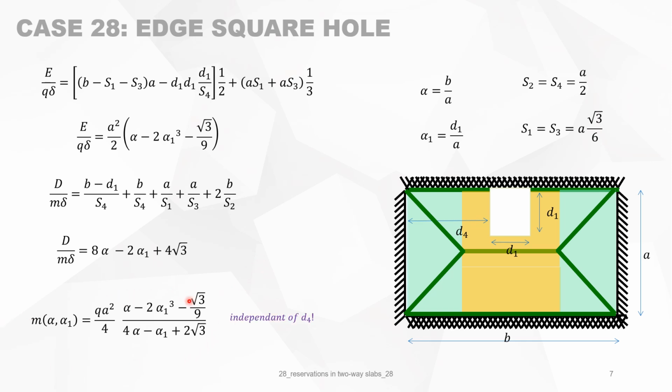First thing we notice is that this expression is independent of D4. So D4 drops out of the equation. But we must be careful, because the conditions for D4 must be fulfilled, even if it's not in the equation.